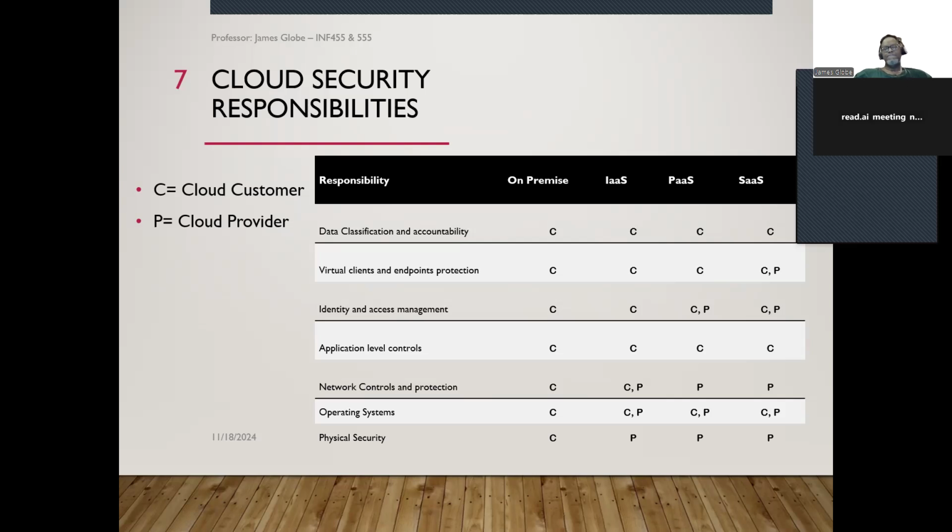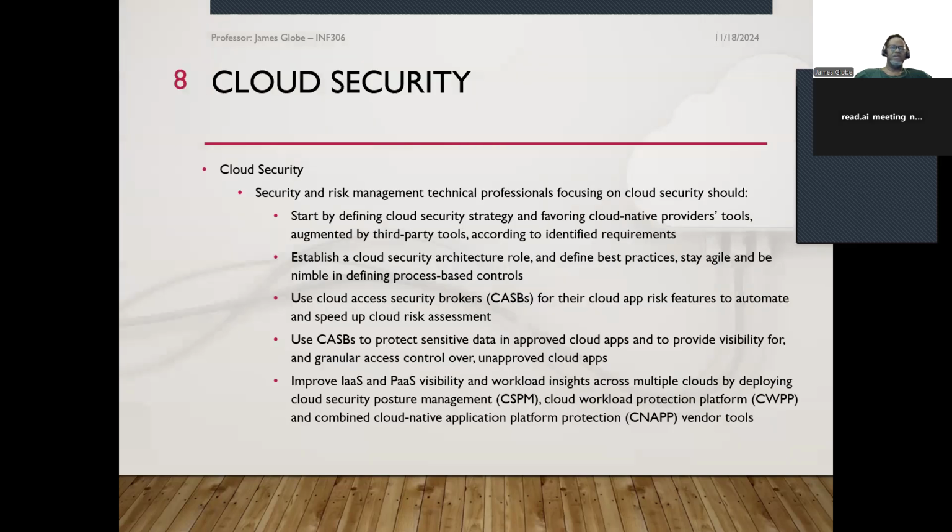So know this information. Definitely, I'll be asking you questions on it.